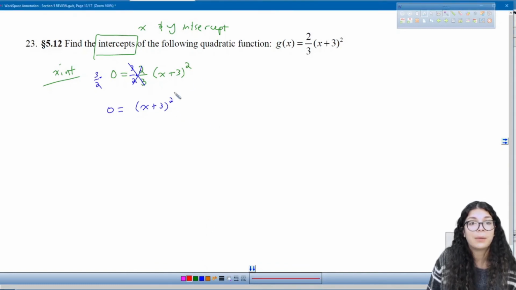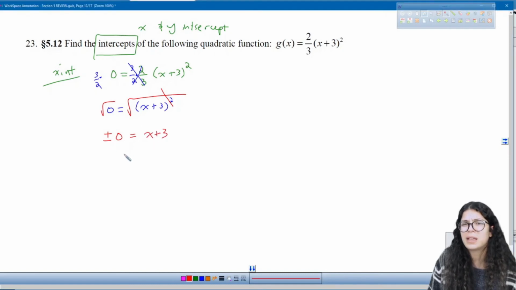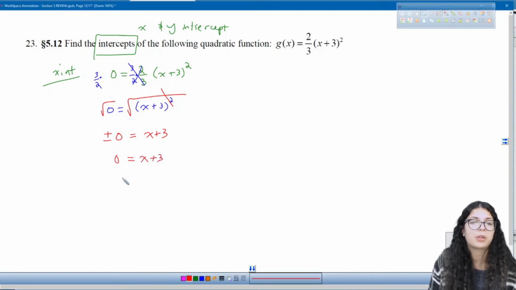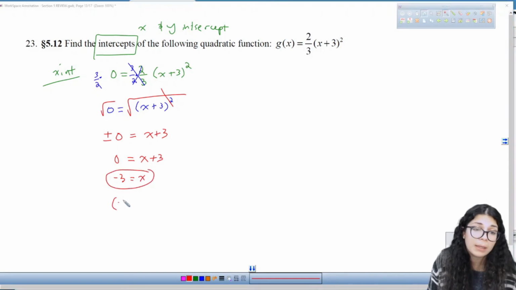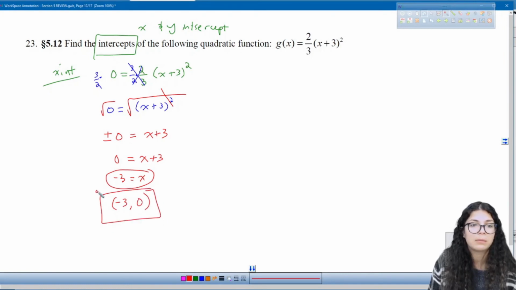Then I need to get rid of the squared by square rooting. Remember, when you square root both sides, your square root is plus minus, so we get plus minus 0. But positive 0 versus negative 0 is really just 0. Then subtract 3 on both sides, so our x-intercept is negative 3. You can write it like this, or as an ordered pair, negative 3, 0, where of course the y value is 0. You could write it either way, just a number or an ordered pair.